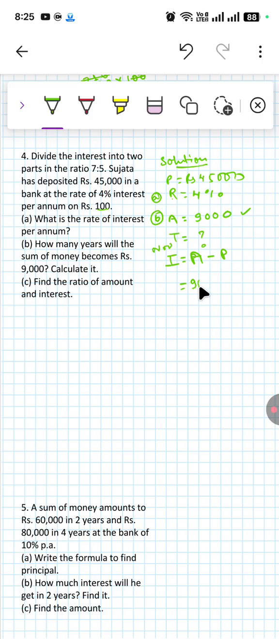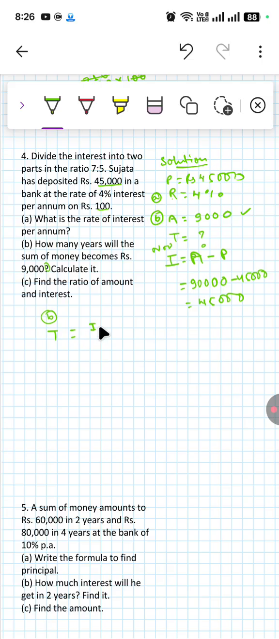So the total amount I need to have after some years is 90,000. It should be more than the principal. Over here a zero was missing. So 90,000 minus 45,000 becomes 45,000. Here interest is also 45,000. Sujata is getting 45,000 as extra amount. So how many years will she keep this so that the money will become double? So now we have to find the time. This is question number B.